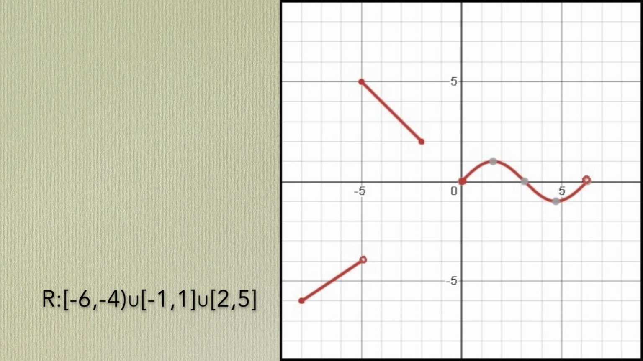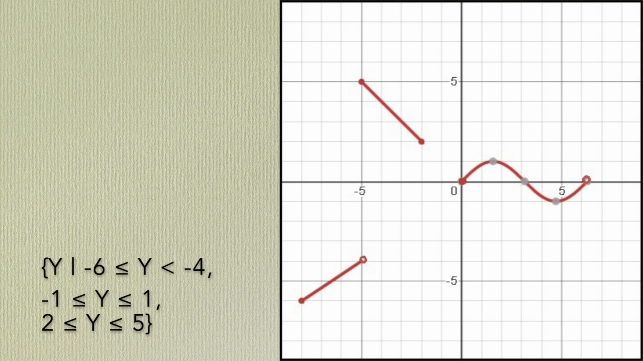And that's because it's closed at -6, it's open at -4, it's closed at both -1 and 1, and closed at 2 and 5. So now in set notation, this would be brace y such that -6 is less than or equal to y is less than -4, comma, -1 is less than or equal to y is less than or equal to 1, comma, 2 is less than or equal to y is less than or equal to 5. Close brace.